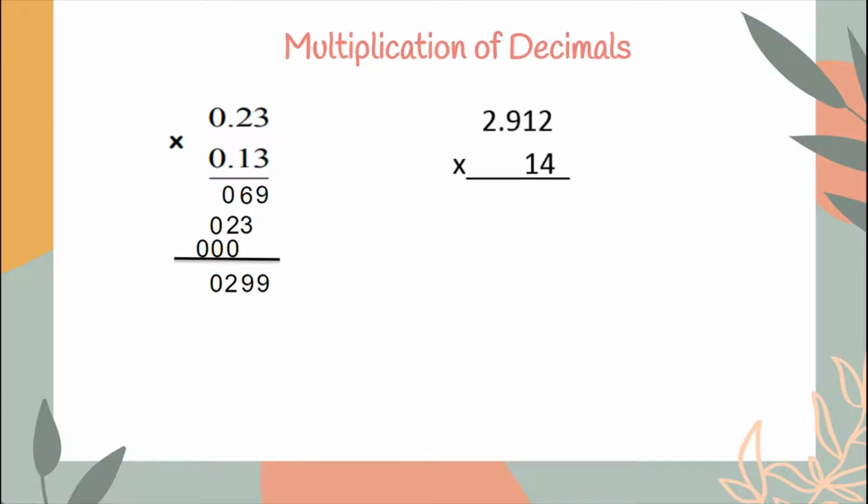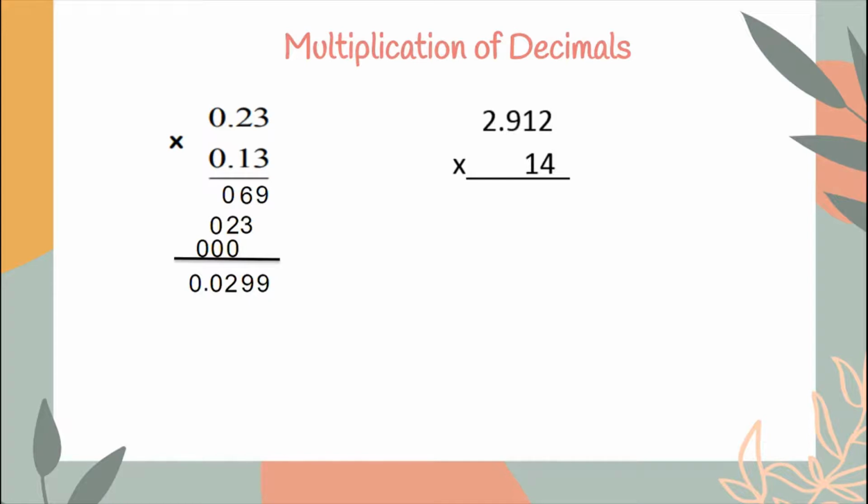And bring down 0. Now this is the time that we're going to count how many decimal places we have in our factors. So we have 1, 2, 3, and 4. So we have 4 decimal places, and we're going to put that into our product. Let's count 4 decimal places to the left. 1, 2, 3, and 4. So the position of our decimal point is here, between 2 zeros.